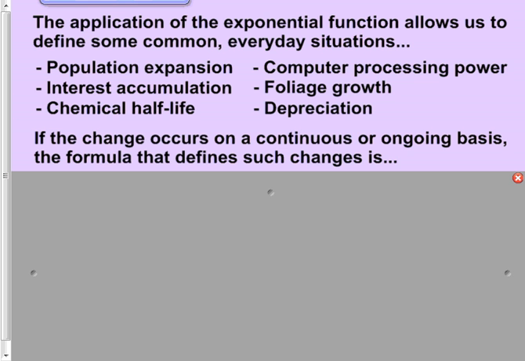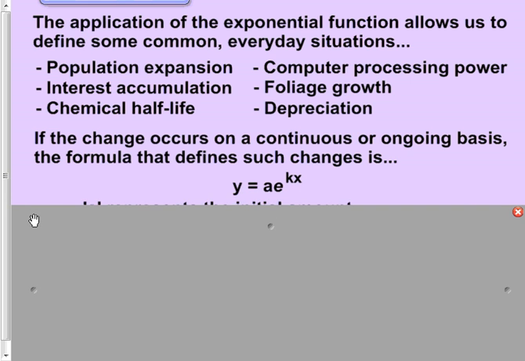Now, where you need to be copying down is here. If the change occurs on a continuing or ongoing basis, the formula that defines such changes is, and the formula, as you can see, looks not so much different as the formula that we saw yesterday as far as its structure is concerned, but we do have a lot of new variables and pieces of information that are going to go into this formula, including a constant that is probably new to many of us. So let's take a look at these variables one at a time real quick.